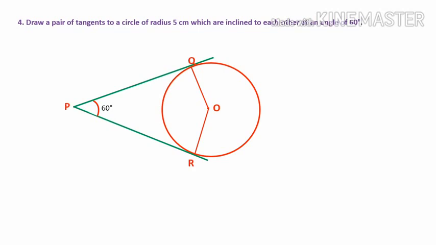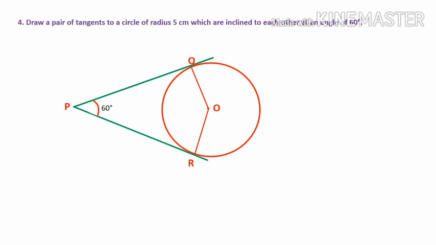Here one thing is missing, the distance of the point P from O. We don't know how much the distance OP is, or the length of OP is missing. So without using the length of OP, how do we have to draw the tangents? That is the question.